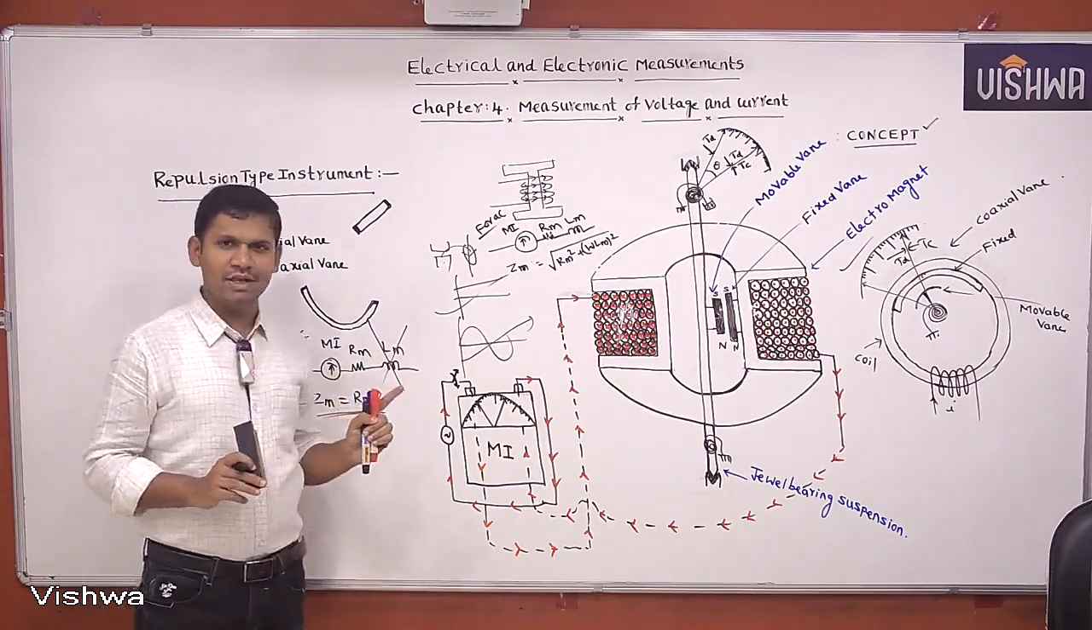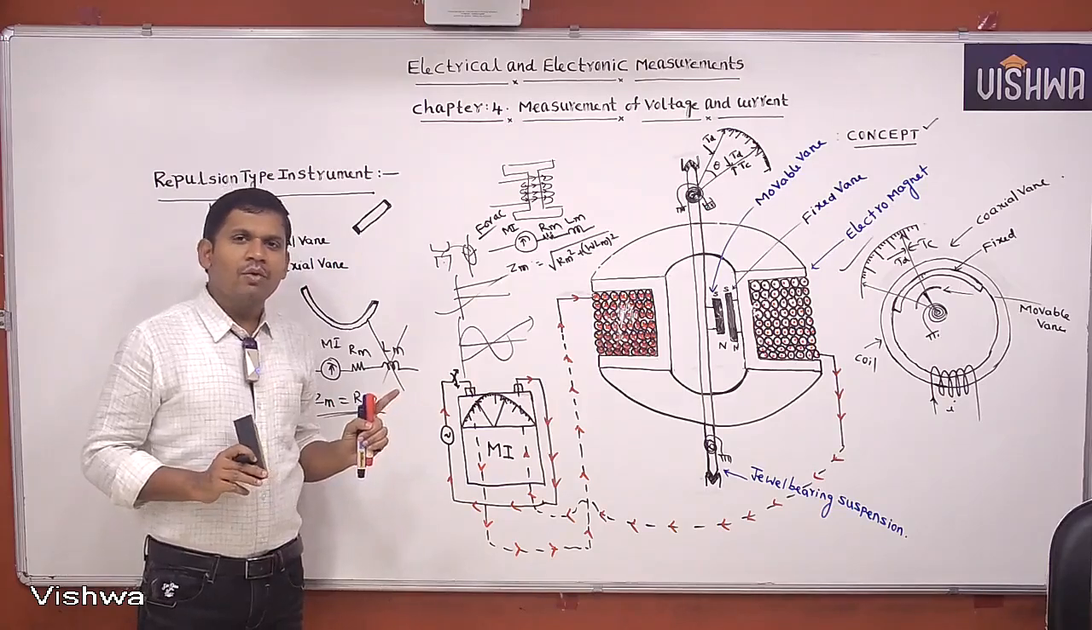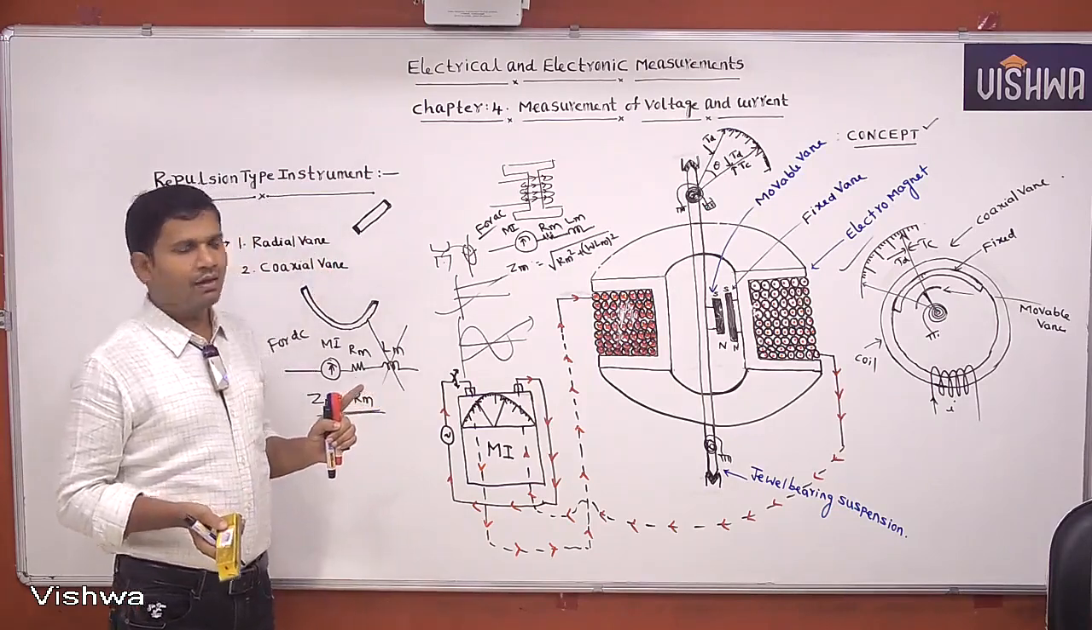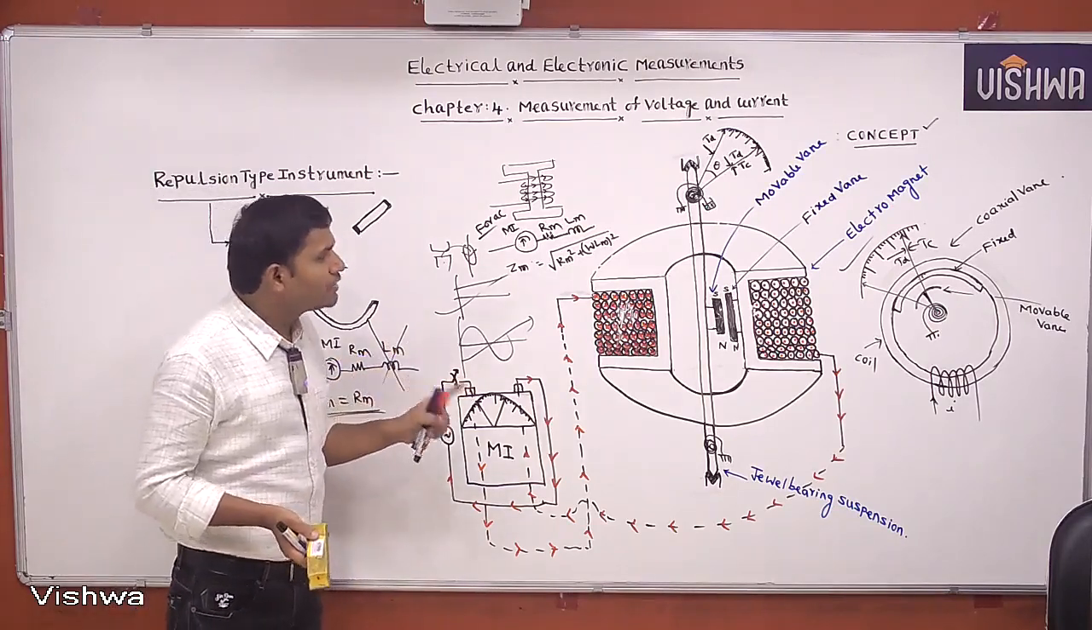Remaining concept is same. Understood? For DC you consider only resistance. For AC you consider the impedance. Okay. This is about what exactly attraction type and repulsion type are.